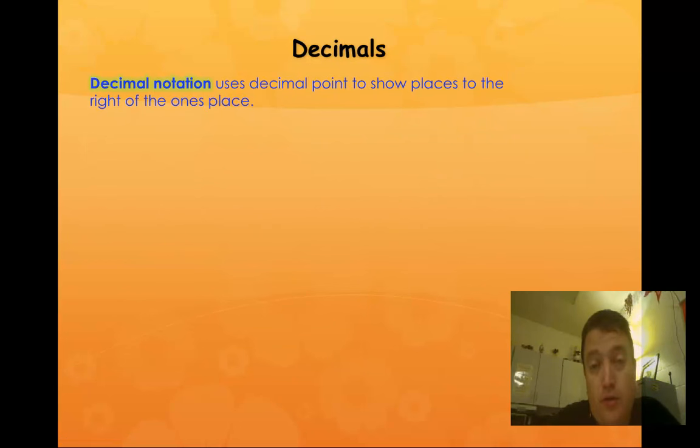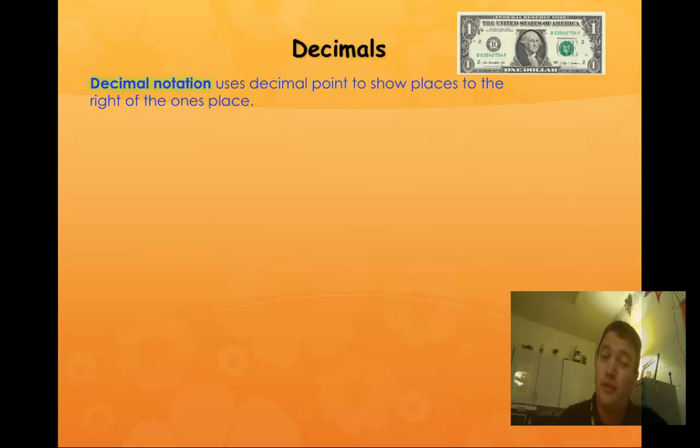Now, decimals. When we talk about decimal notation, we use the decimal point to show places to the right of the 1 point. The easiest way to think about that is to think about money. We all are very familiar with money because we like it. I like money. I know you guys like money because it allows us to do things, to spend things, to go buy all the candy and video games we could ever hope for.